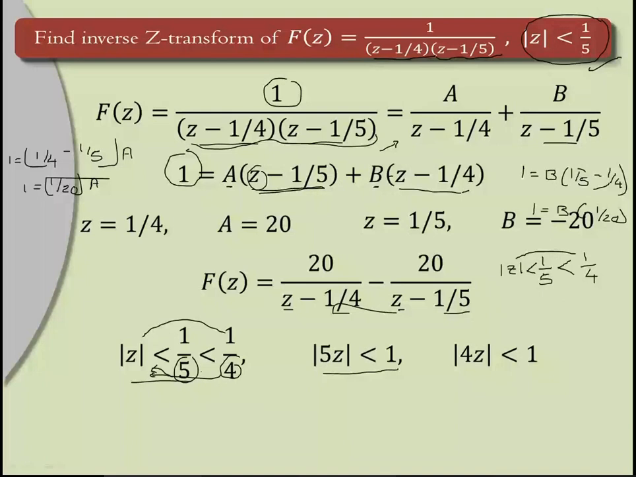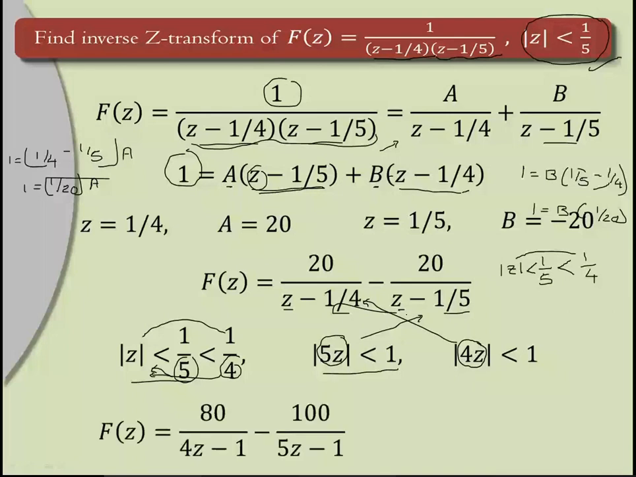Now, bring this 5z into this term, bring this 4z into this term. Try to bring 5z over here and try to bring 4z into the first term. We can get 4z just by multiplying and dividing by 4. We can get 5z just by multiplying and dividing by 5. Okay, so simplify it. f of z will be 80 by 4z minus 1, dividing and multiplying by 4. And here also we are multiplying and dividing by 5. 5 into 20 is 100 divided by 5z minus 1.